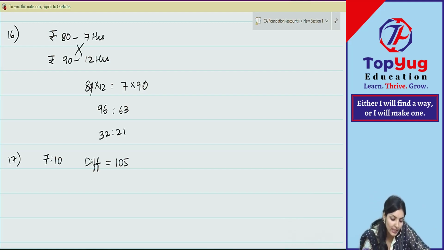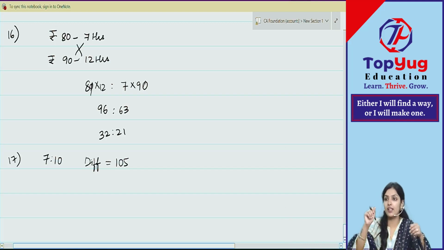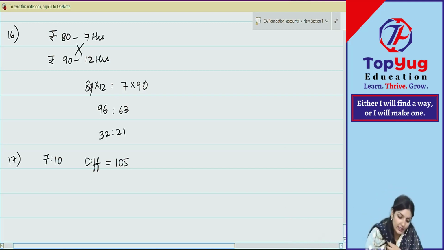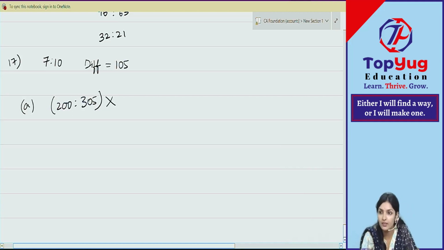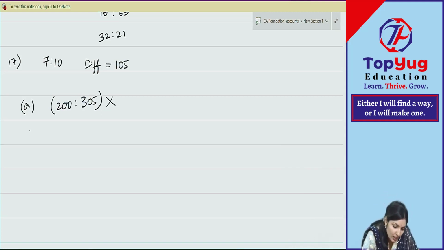17th one: the ratio of two numbers is 7:10 and their difference is 105. Two cases are given. If I consider option A, 200 and 305, it is not considered because with 305 you will not get 10. Simple. Now option B, I will consider 185 and 290.